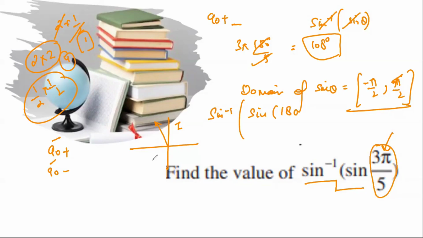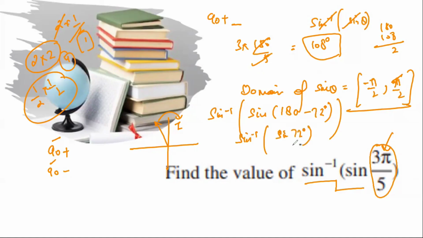We can't do 180 plus because it is not in the third quadrant, and we have to reach the second quadrant. So we'll do 180 minus. 180 minus what is 108 degree? It's 72 degree, right? Now we know that sine of 180 minus theta is sine theta only with the positive sign, so it's sine 72 degree.